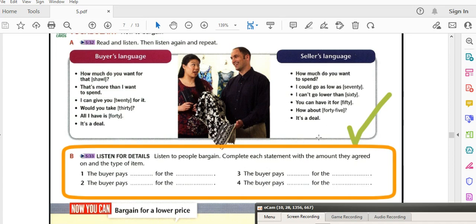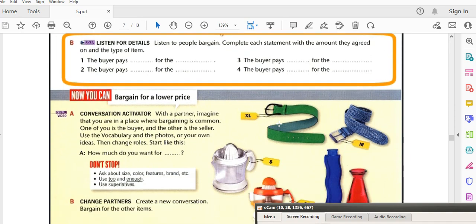So I told you, it's a deal means that's right, that's okay. In order to express that you agree, you say it's a deal.